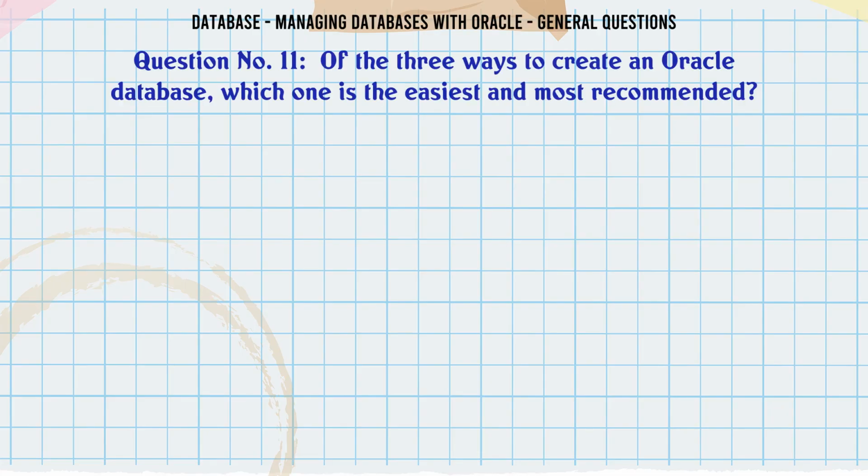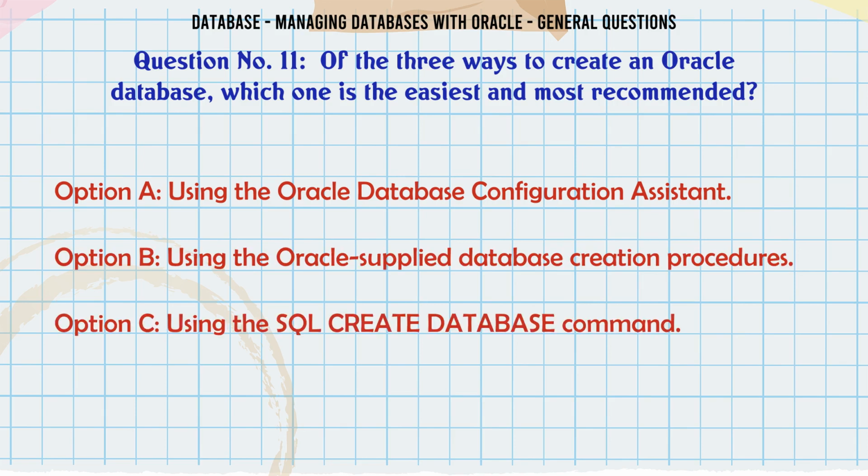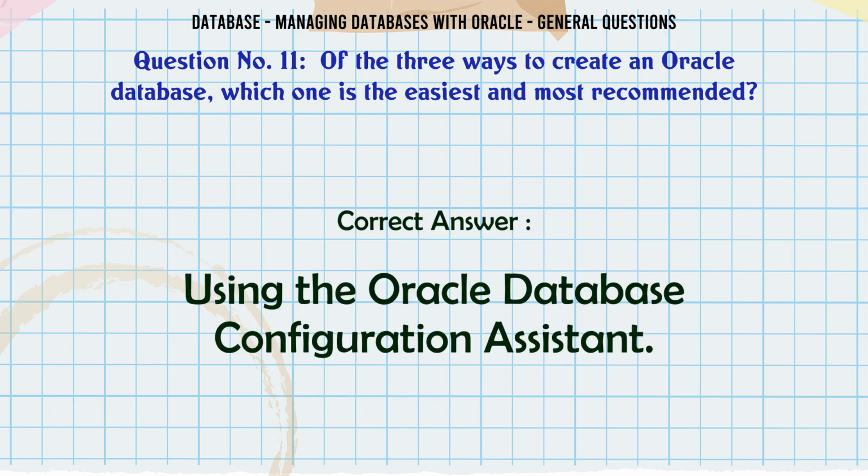Of the three ways to create an Oracle database, which one is the easiest and most recommended? A. Using the Oracle Database Configuration Assistant. B. Using the Oracle supplied database creation procedures. C. Using the SQL create database command. D. None of the above is correct. The correct answer is using the Oracle Database Configuration Assistant.